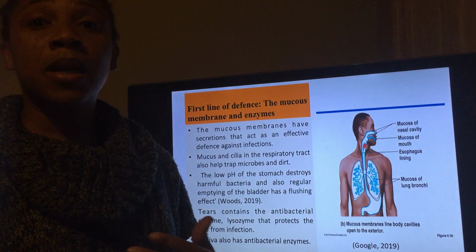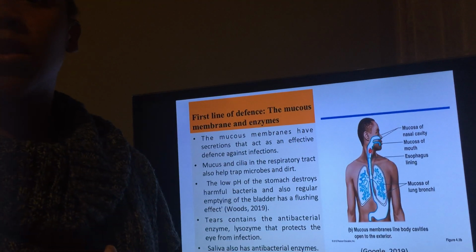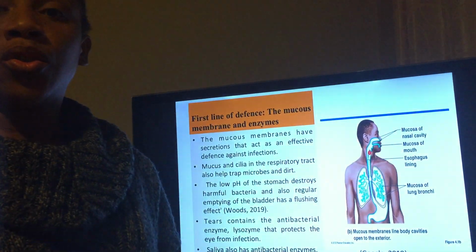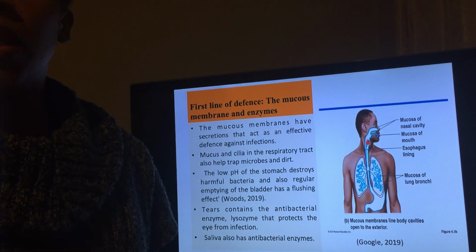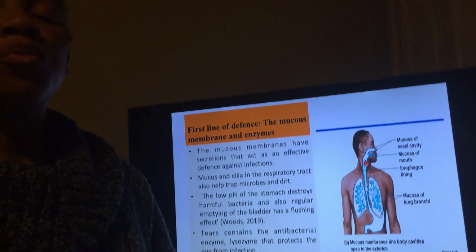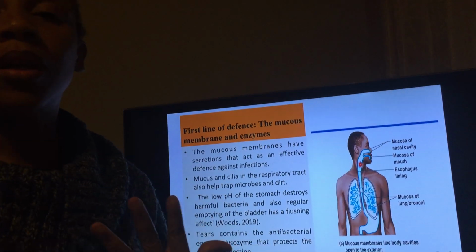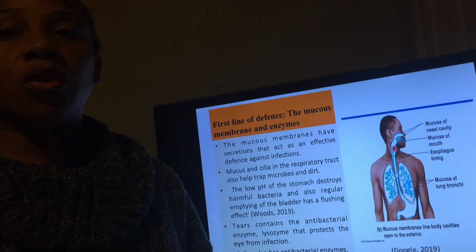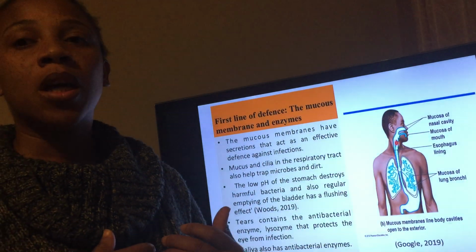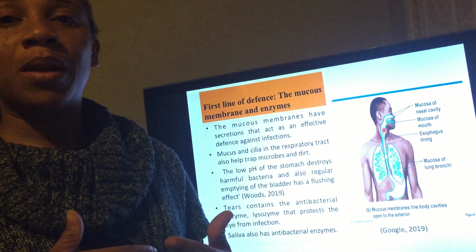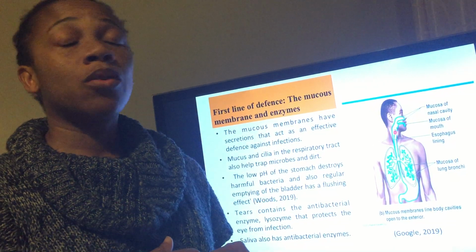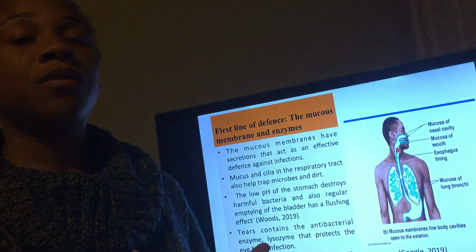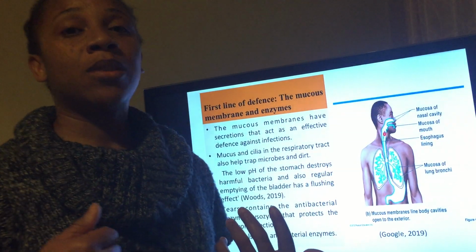The mucous membranes line surfaces such as the nose, the ears, the sinuses, the mouth, the throat, and the gastrointestinal and vaginal tracts. The mucous membranes have secretions that act as an effective defense against infection. Mucus and cilia in the respiratory tract, for example, help trap microbes and dirt. The low pH of the stomach destroys harmful bacteria, and regular emptying of the bladder has a flushing effect. Tears contain lysozyme, an antibacterial enzyme that protects the eyes against infection. Saliva also has antibacterial enzymes.